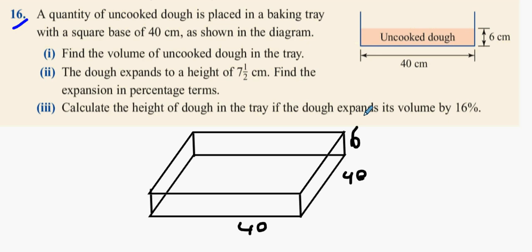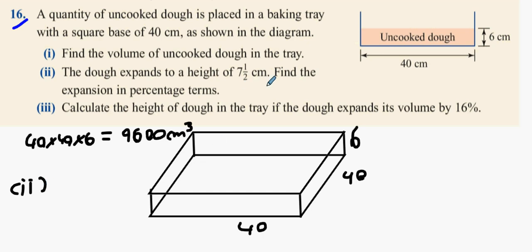Find the volume of uncooked dough. Alright, that's handy enough. 40 by 40 by 6. What do you get? 9,600 centimeters cubed. The dough expands to a height of 7.5. Find the expansion in percentage terms.